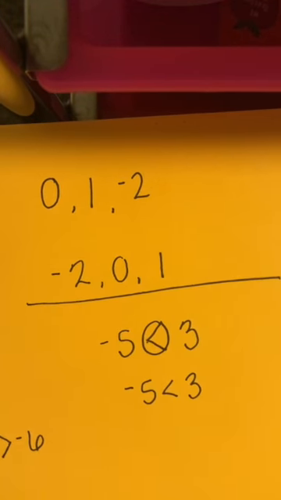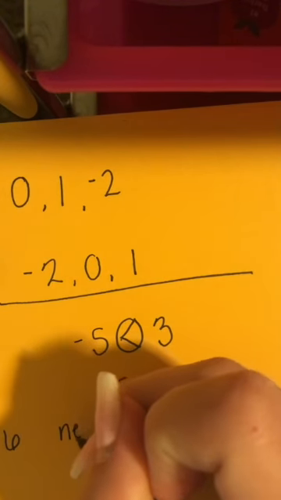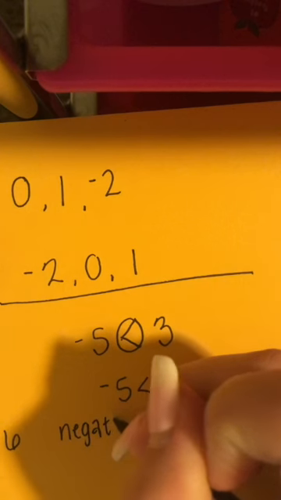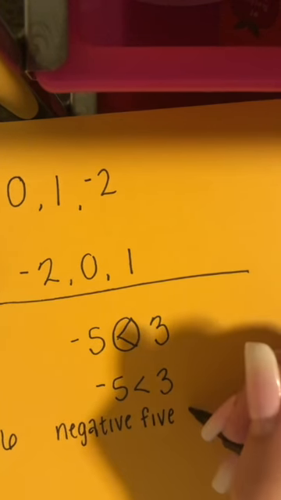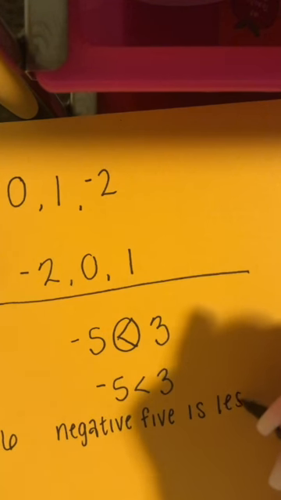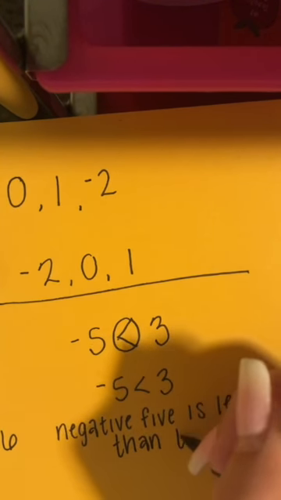And then to write it in words, we would just write -5 is less than 3.